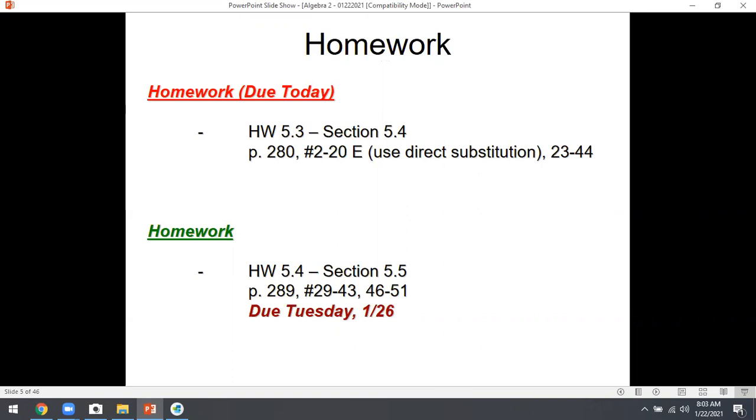5.3 is due today. Homework 5.4 is due on Tuesday: 29 through 43 all, and 46 through 51 all. So that's a decent chunk of problems. They won't take forever, but they don't take no time either. So pace yourself accordingly.